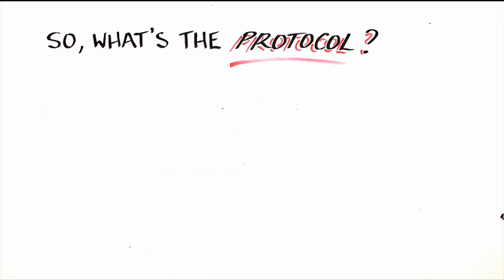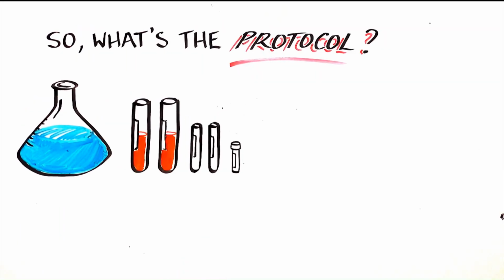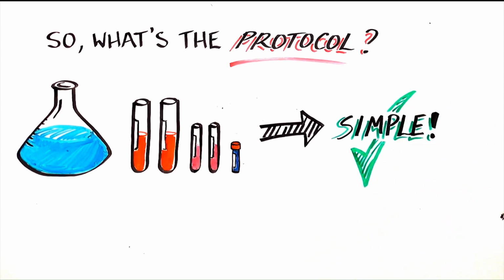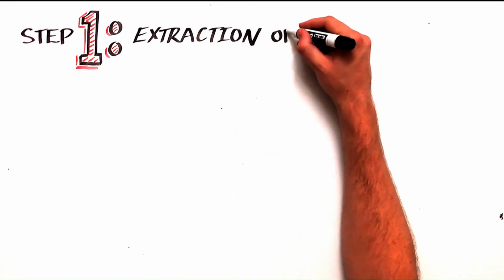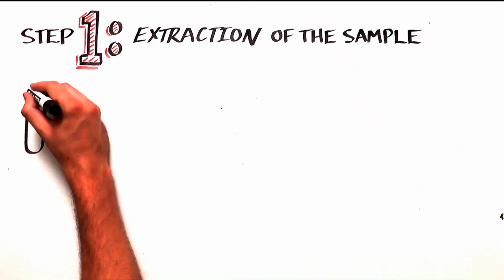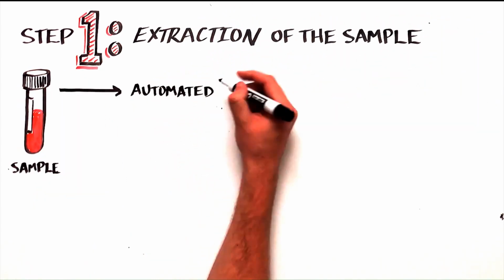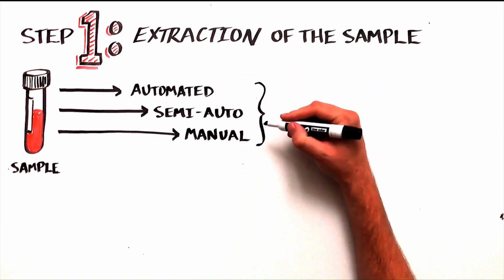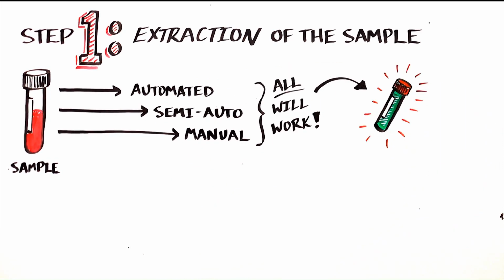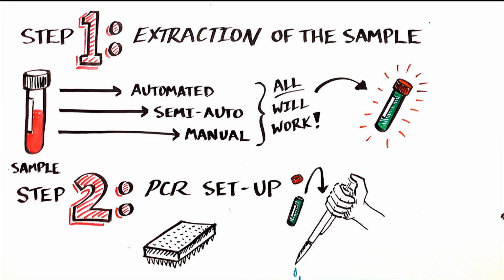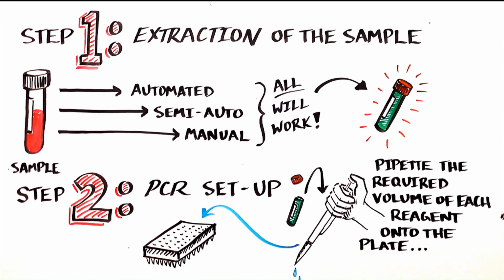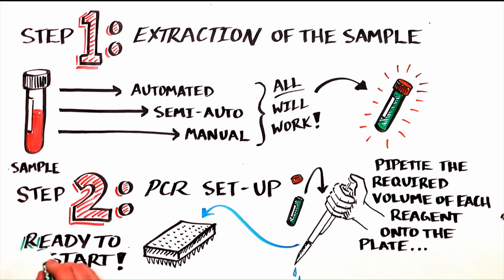Now let's look at the protocol. It is so simple, and the same for all of our kits. Step 1. Extraction is performed on the sample. Our kits work with a wide range of automated, semi-automated, and manual extraction methods. Step 2. PCR setup. Pipette the required volume of each reagent onto the plate. Now you're ready to begin the run.